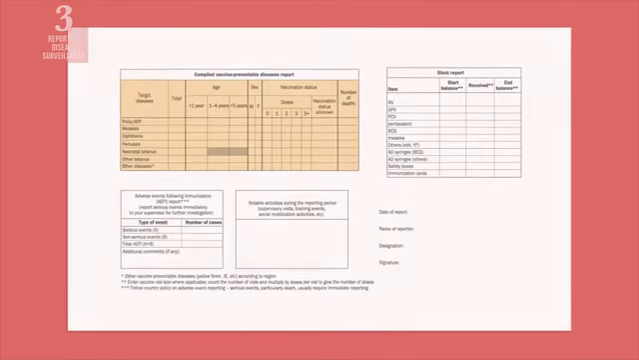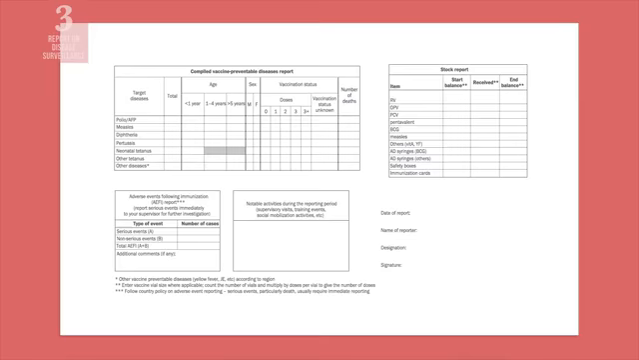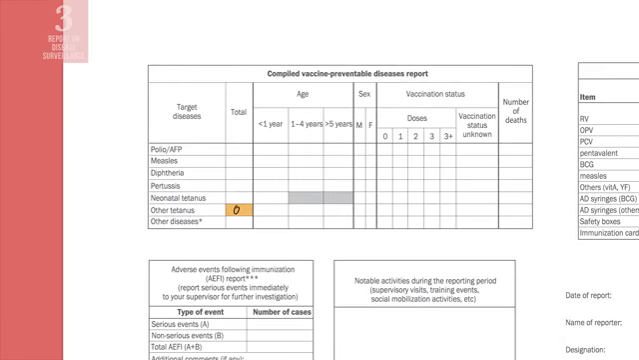If there are no cases of a disease during the reporting period, write the number 0 under total. This is called zero reporting and is important since it shows there were no cases rather than an error in data collection.